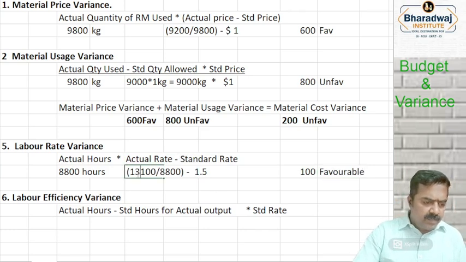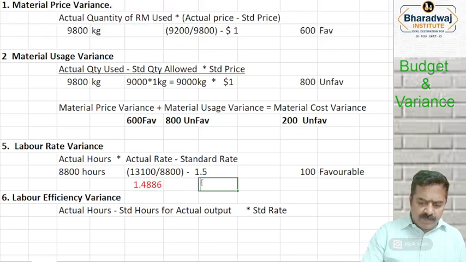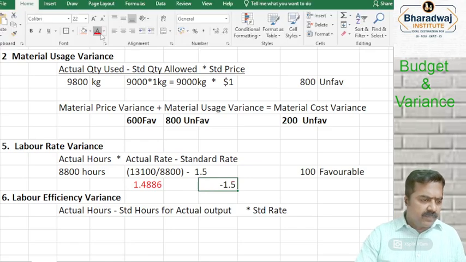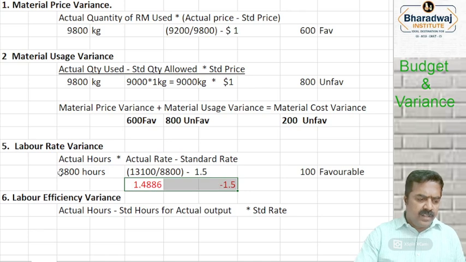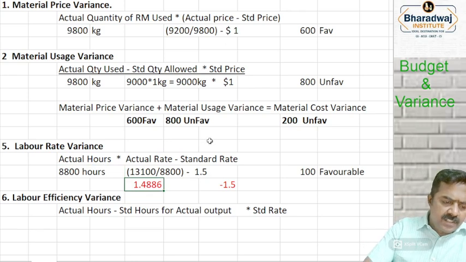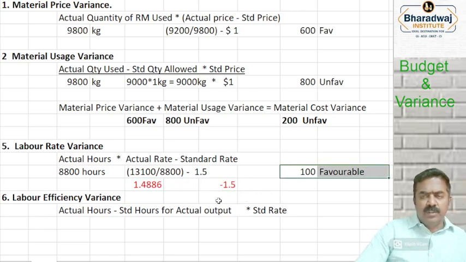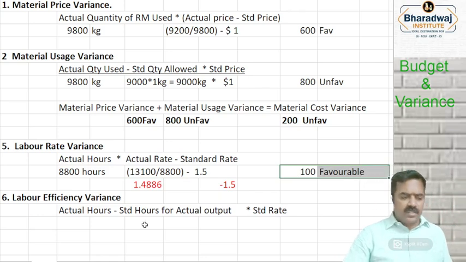Work out this part and tell me. 13,100 divided by 8,800, putting in, you will get the actual rate. You can find 1.4886 is the actual rate. But standard rate is how much? 1.5. Did you spend more or less? We spent less. Clear? For these 8,800 hours, we spent 1.4886, that is the actual rate. Standard rate is 1.5. So we spent less. When you spend less, it is favorable variance.